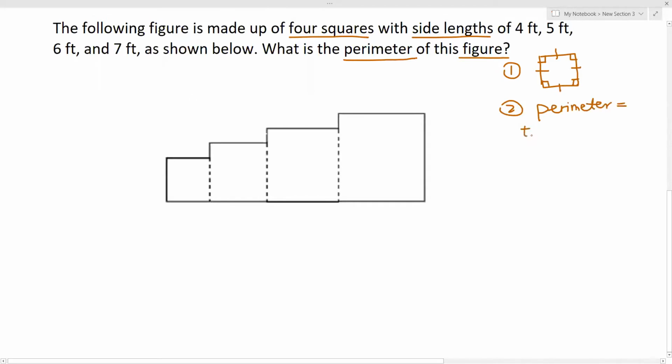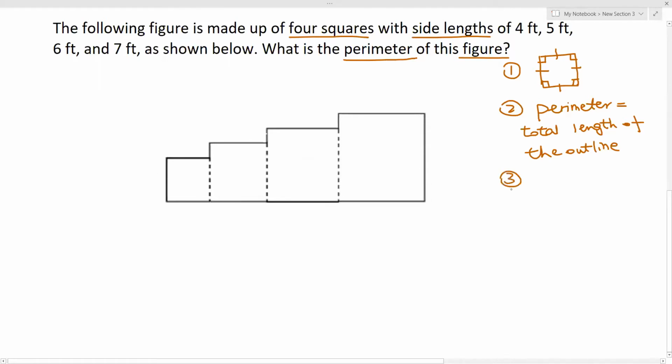is the total length of the outline of the figure. So we're not really concerned with any of these dotted lines here. We're only concerned with the solid lines that comprise the outline of this figure.